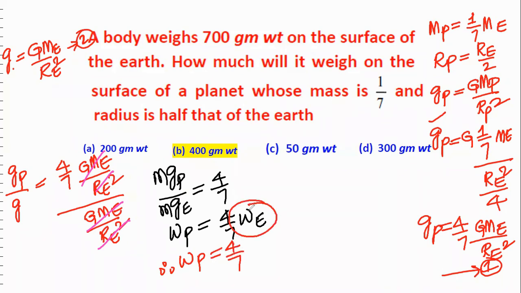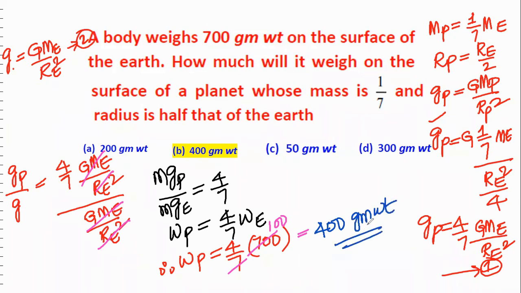So weight of the body on the Earth, what did they give? It is 700 gram weight. So in the numerator, this will get cancelled 100 times. Therefore, we'll get 4 into 100, 400 gram weight.